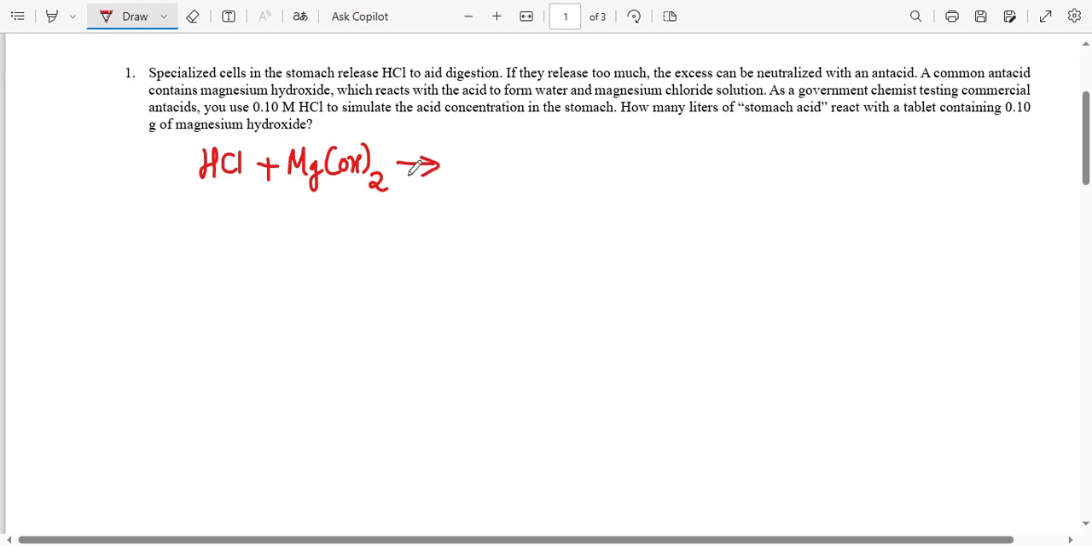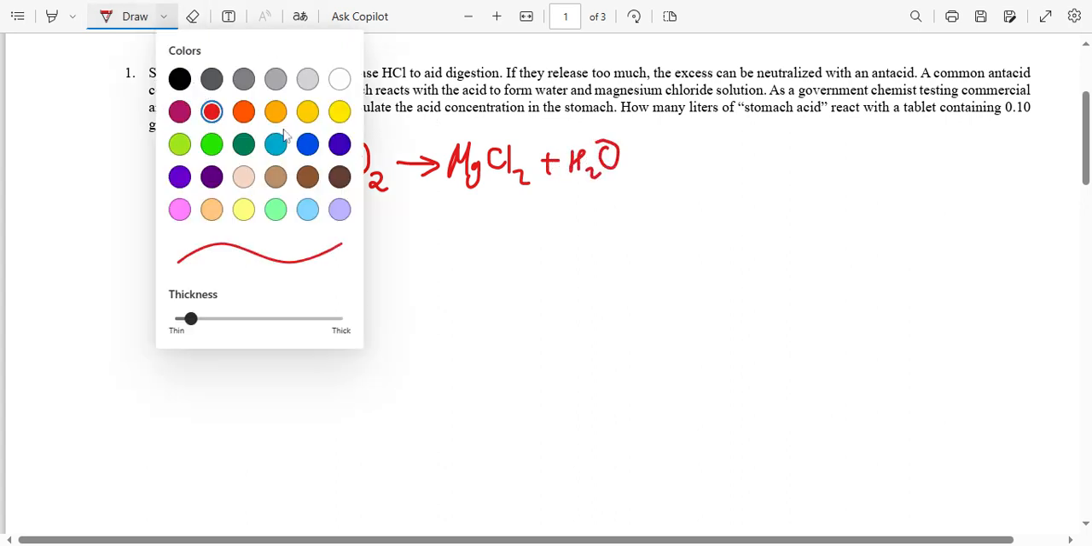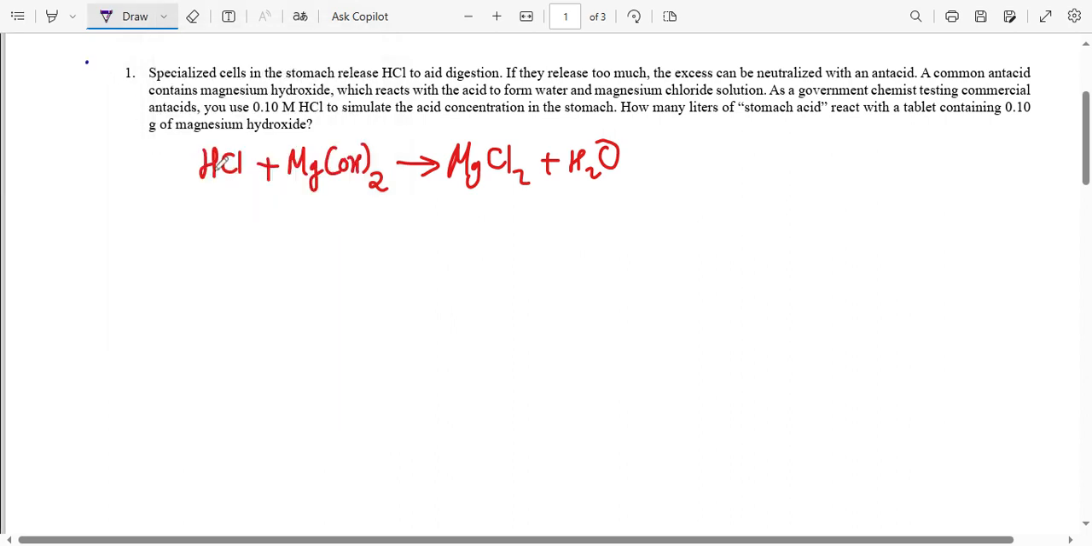So this is going to form, we've already been told the product is going to be magnesium chloride and water. So magnesium chloride, and we have got water. We need to make sure that our reaction is a balanced reaction, otherwise we'll not get it right. We have got two chlorines on the product, so I'm going to put a 2 here. And then we have got two oxygens here, so I'm going to put a 2 here also. So it's now balanced. From what we've been told, we have got 0.10 molar of HCl.